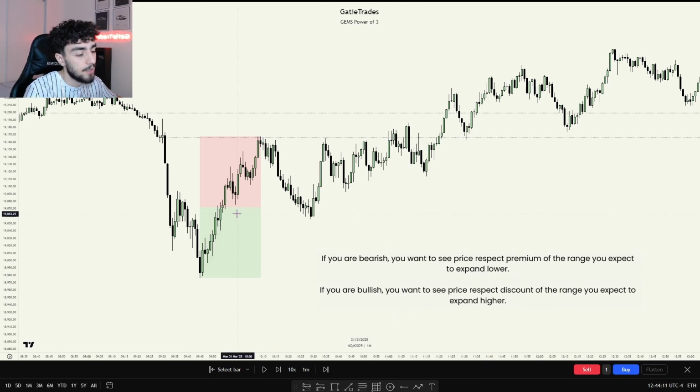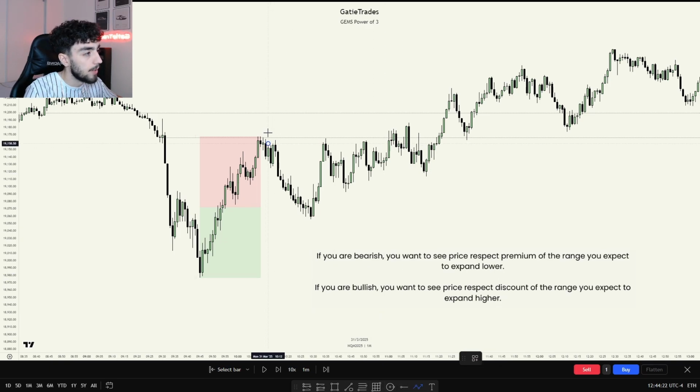This is also NASDAQ on March 31st, Monday. So if we want to see this range expand higher, you want to see price respect discount of the range. And you can see here, price pulls back into discount, and then we expand in the range. Now, obviously this move is sloppy, but I want you just to visualize how this characteristic is true for whenever you expect a range to expand. This also overlaps with the internal and external range liquidity concepts. I'll give you guys a bearish example, and then we'll move into some other examples that you can use premium and discount for.